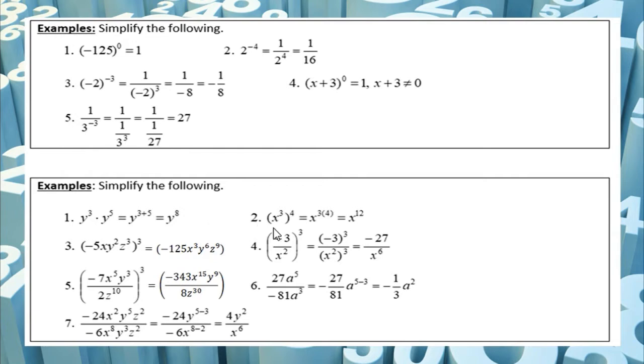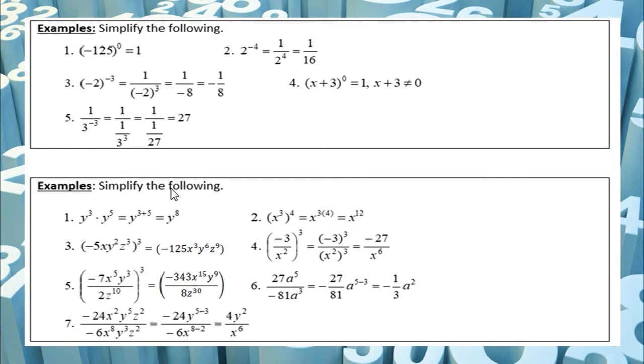Number 2, x cubed to the power of 4. So this type has a parenthesis with a base, then an exponent outside. In this case, we multiply the exponents. So, it becomes x to the power of 3 times 4, that is equal to x to the power of 12.